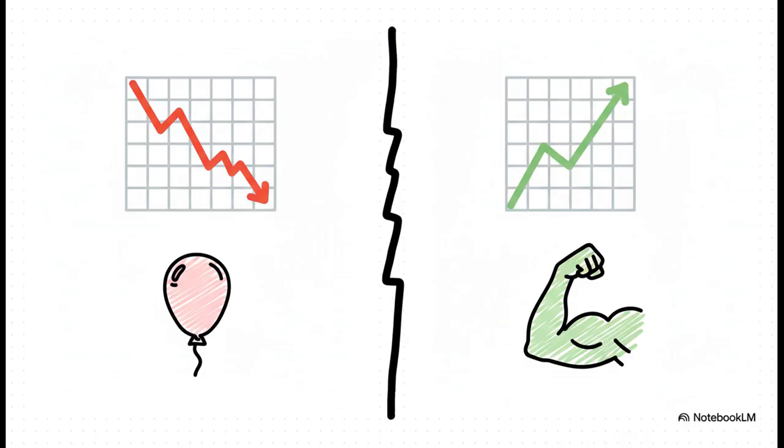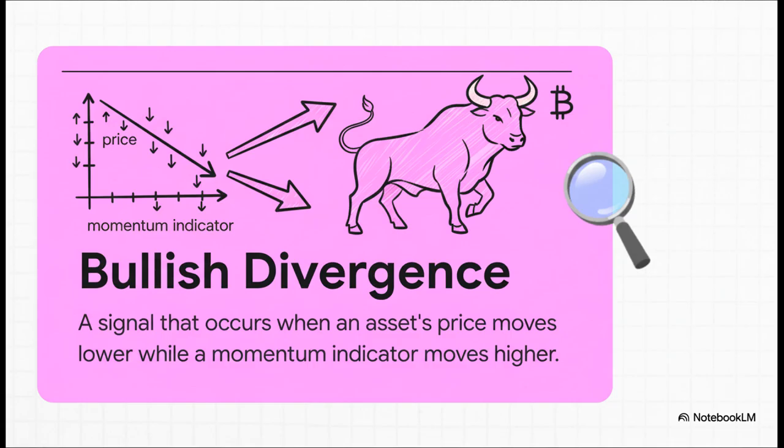So let's break it down. On one side, you have the price story, which is making lower lows, making everything look weak. But on the other side, you have the momentum story, making higher lows, showing this growing hidden strength. They're telling two completely different tales about what's really going on. You know, in the world of technical analysis, this exact contradiction actually has a name. It's called a bullish divergence. Bullish because it hints that the price might be about to move up, and divergence because, well, the price and the indicator are diverging. They're moving away from each other.